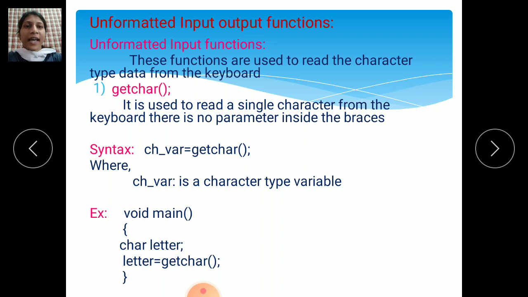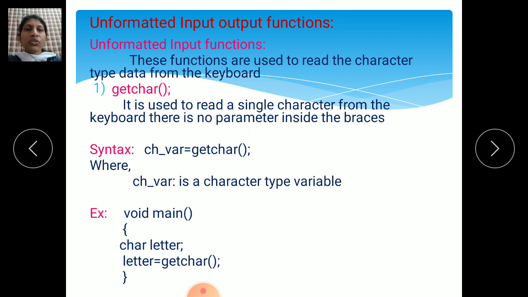The first one is getchar. Getchar is an unformatted input function. It is used to read a single character from the keyboard. There is no parameter inside the braces, because getchar accepts only a single character. See the syntax: ch is a character variable, equals getchar, closed with a semicolon. This is the syntax of getchar. If you want to use getchar in your program, this is the syntax. You can write it like this.